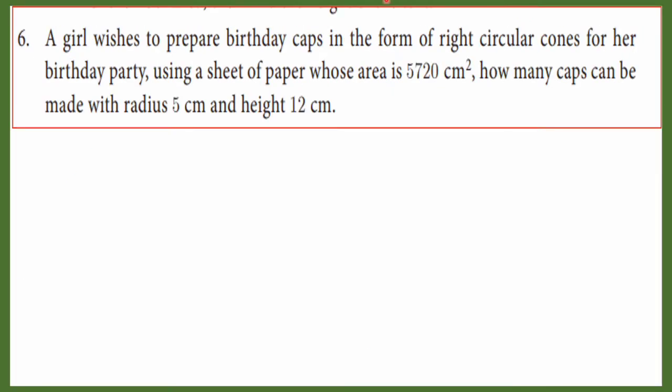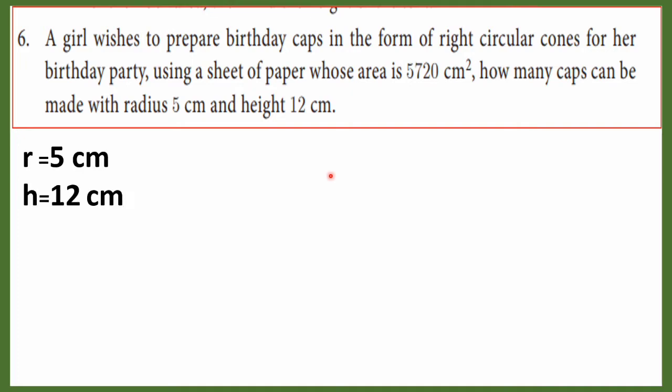Sixth sum. A girl wishes to prepare birthday caps in the form of right circular cone for her birthday party using a sheet of paper whose area is 5720 centimeter square. The shape of the paper is not mentioned, but the area of the paper is given. How many caps can be made with radius 5 centimeter and height 12 centimeter? The birthday cap is in the shape of a cone, but using the paper, the area only is given, not the shape.